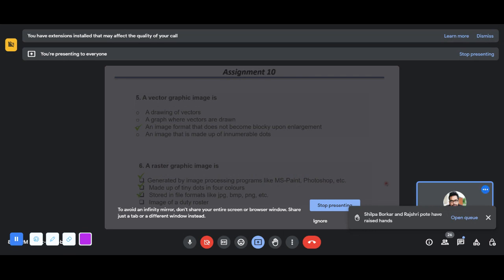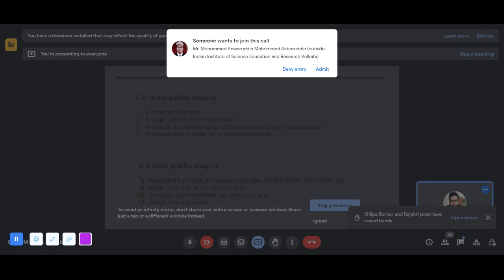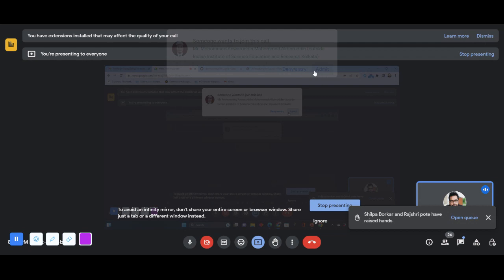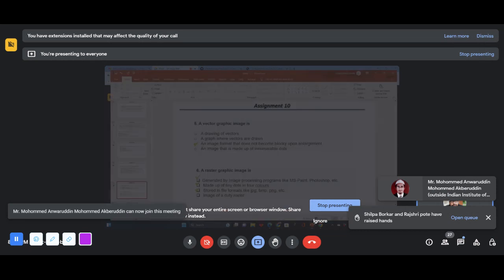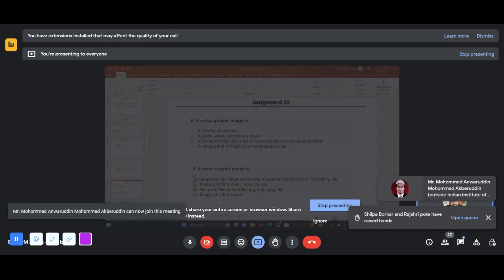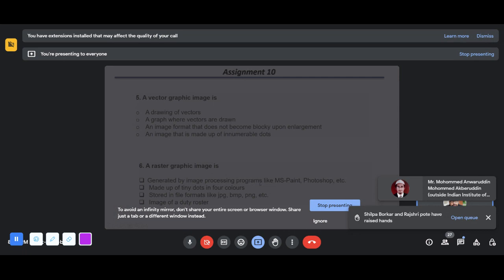So these are the vector graphic and raster graphic. Basically, here a single answer type question is there. The others, you can see, are not relating. Actually, the answer is an image format that does not become blocky or get worse while enlarging or decreasing. But for the raster image, it's just the opposite.